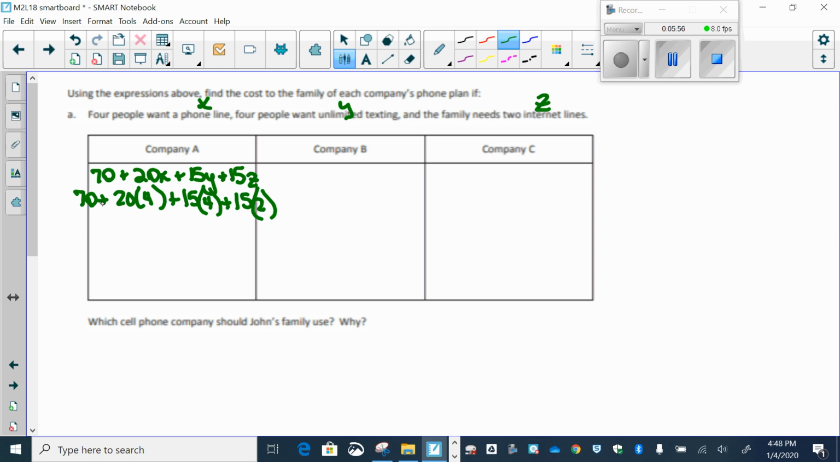Okay. Now I multiply, I add, I simplify this expression. You might see it referred to as evaluate this expression. So 70 plus 80 plus 15 times 4 is 60 plus 15 times 2 is 30. And then 70 plus 80 plus 60 plus 30. I know that 70 plus 30 is 100. And 80 and 60 is 140. So it's going to cost $240 a month for this family for that phone plan with Company A.